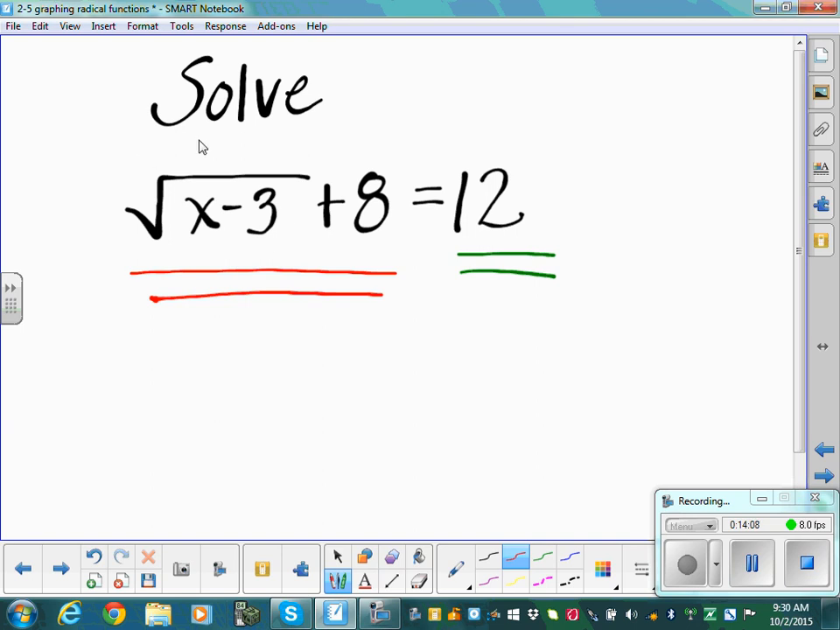In y1, you'll type in the square root of x minus 3, and then make sure you get out of the root, plus 8. And then in y2, you'll graph 12. Now think about it, guys. If we have two functions and we graph a square root, this would be right 3, up 8, so something that looks like this.